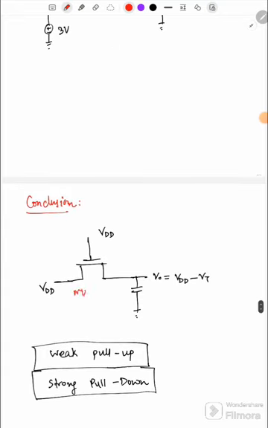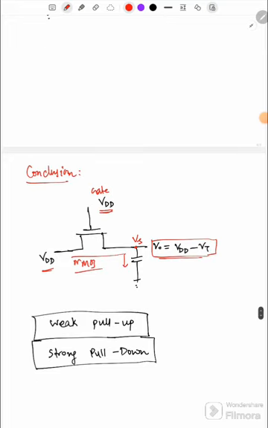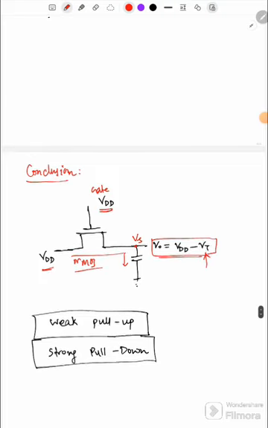So this is the same NMOS. If we apply VDD to the gate, and the drain is also VDD, how much will we get at the source? How much can the capacitor be charged? It will charge up to the output equal to VDD minus VT. This VT is what turns on the MOSFET. Very important point, keep this in mind.